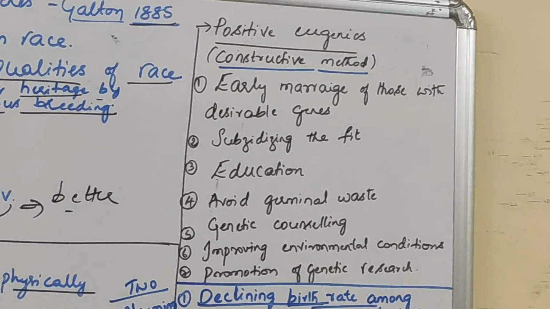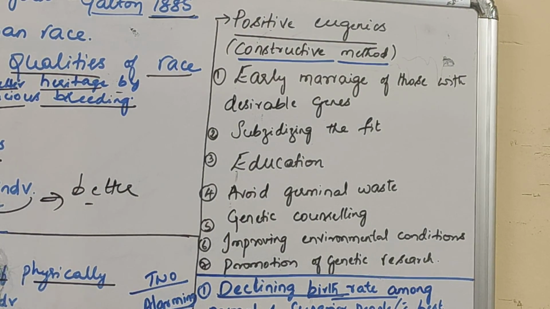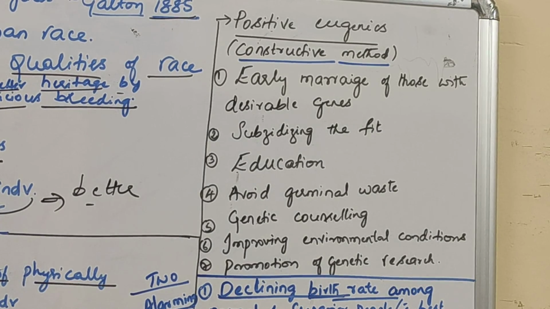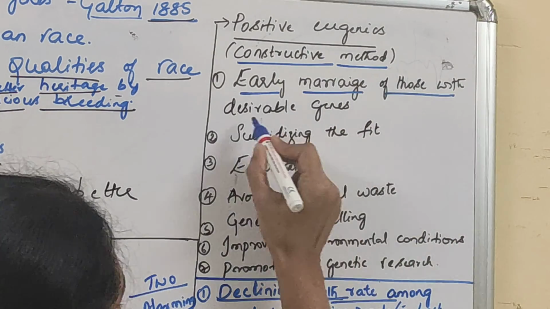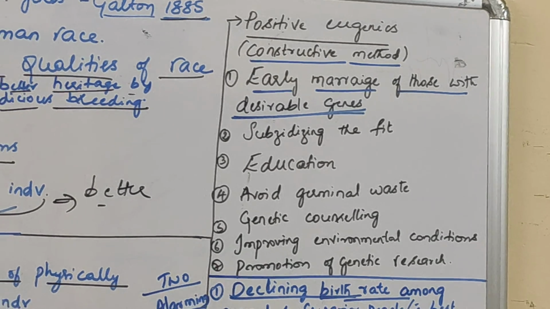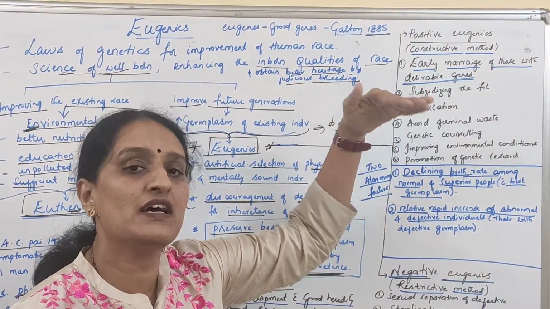Now, positive eugenics mainly speaks about how you can improve the quality of genes in a gene pool. What are the measures that you can take in order to improve the quality of genes in a gene pool? Under this, the first one includes early marriage of those with desirable genes. As I previously told, consider a person who is physically fit, mentally active, and intellectually better, and is doing well. He wants to settle down in his career, he wants to earn more and more, and then comes the priority of getting married and having children.